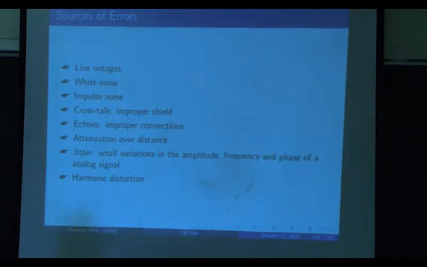Right? Sources of errors. Line outage. That's nothing fancy, it's very easy to understand. Right? If there's no power, then you get an error. White noise. What is white noise?